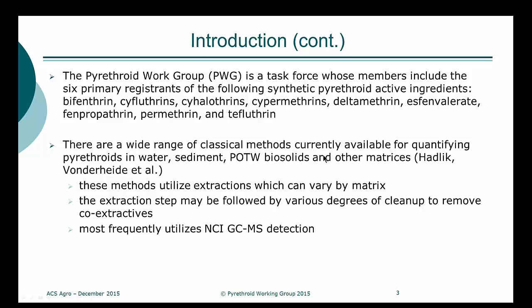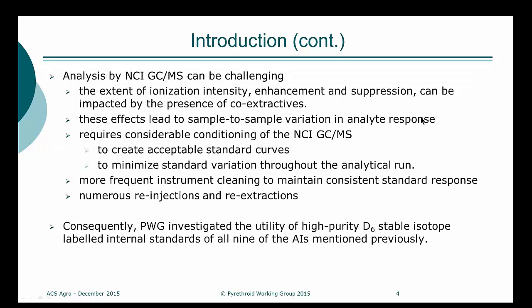Currently, there's a wide range of classical methods that are available for quantifying all of these different compounds. The methods utilize extraction, which can vary by matrix. The extraction steps may be followed by various degrees of cleanup of co-extractives, and most frequently we're utilizing NCI, or negative chemical ionization, GC-MS detection. This type of detection can be challenging. The extent of the ionization intensity, or enhancement and suppression, can be impacted tremendously by the presence of co-extractives.